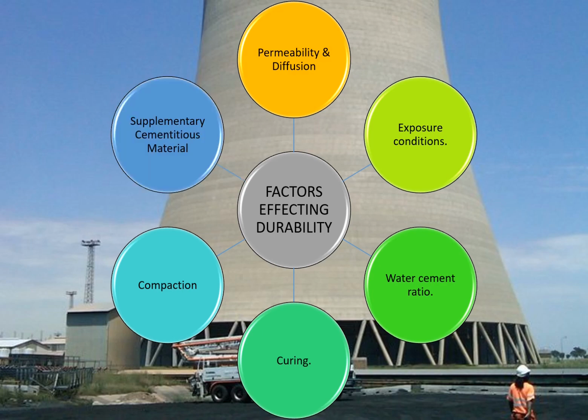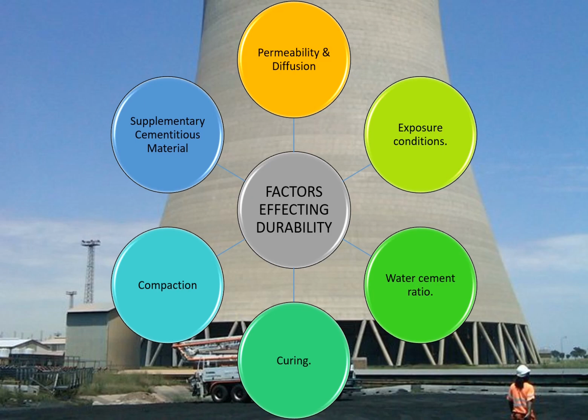And the last but not the least is supplementary cementitious materials. The use of supplementary cementitious materials always enhances the durability properties of concrete. Their presence increases the density of the concrete, thereby minimizing the voids and minimizing the movement of acids, alkalis, and chlorides through the concrete. So it is a direct way of improving the durability of the mixes.